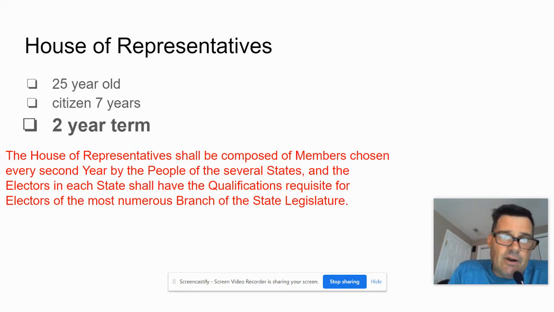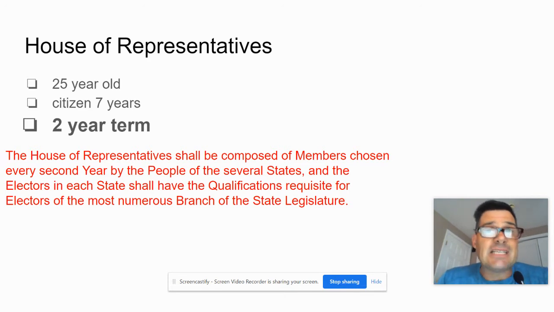By the way, I put down here a quote from Article 1, Section 2, which is about the House of Reps, and it says that the House of Representatives shall be composed of members chosen every second year, there you go, this is a 2-year term, by the people of the several states, and the electors in each state, meaning the voters of each state, shall have the qualifications requisite for electors of the most numerous branch of the state legislature. Now, let me be clear.